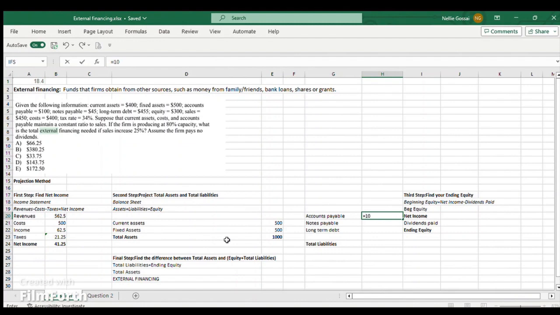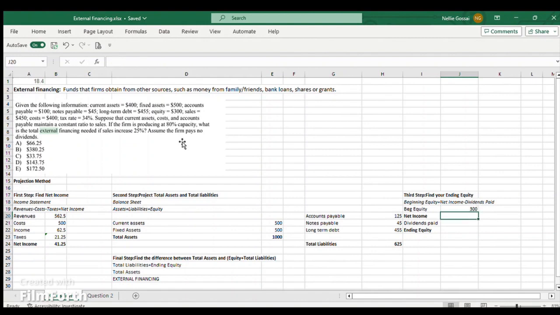We know that our accounts payable also increases in proportion to sales, so it'll be 100 times 1.25. And we assume that our notes payable will stay the same, and our long-term debt will stay the same. Our total liabilities are $625.